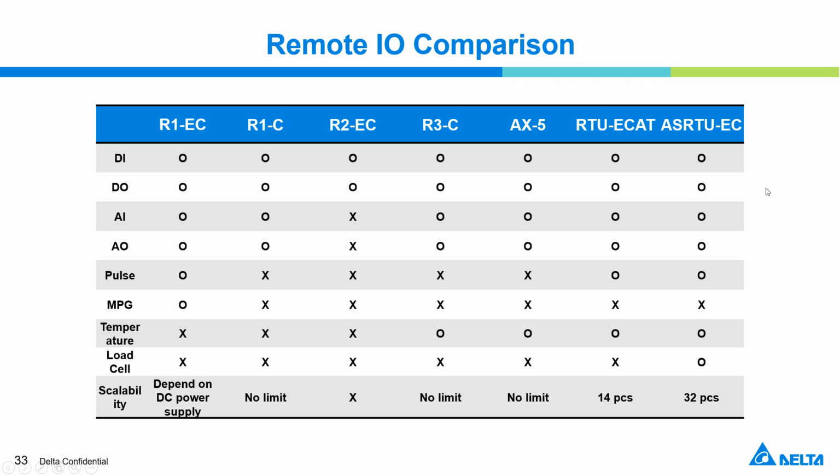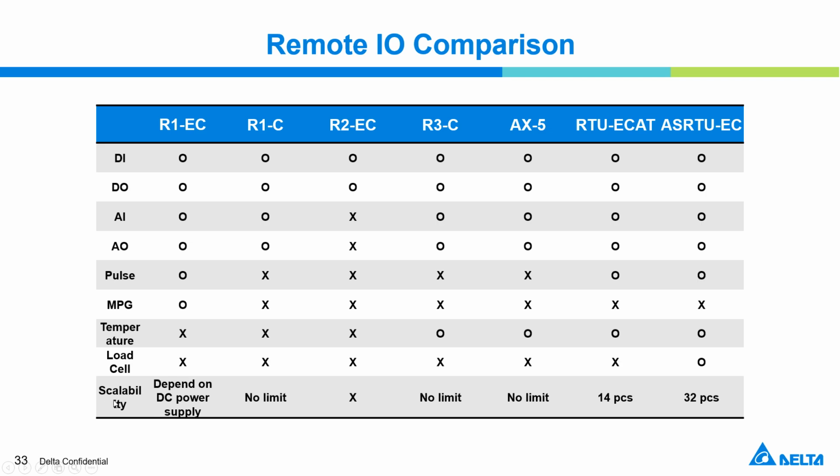Okay, here I do a brief comparison of different remote I/O. For DIO support, DOO support, AI R2-EC doesn't support, AO R2-EC doesn't support. For the pulse control, some of them support, MPG, temperature, load cell, some of them support.